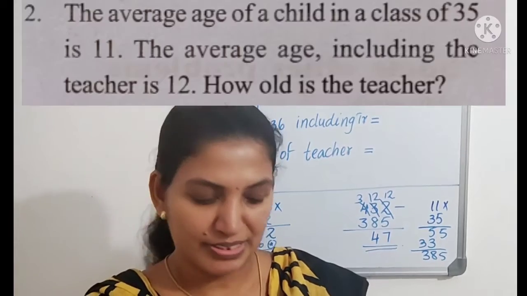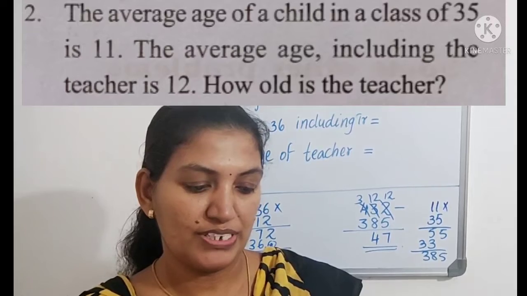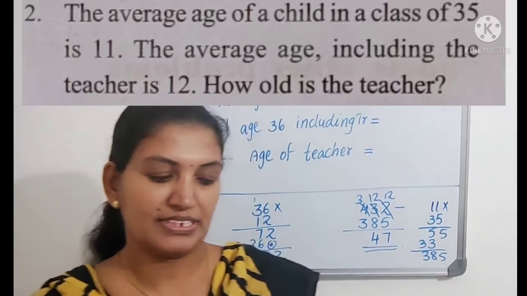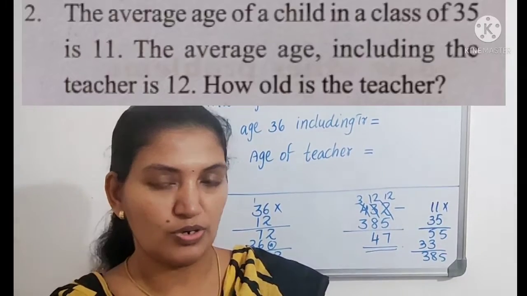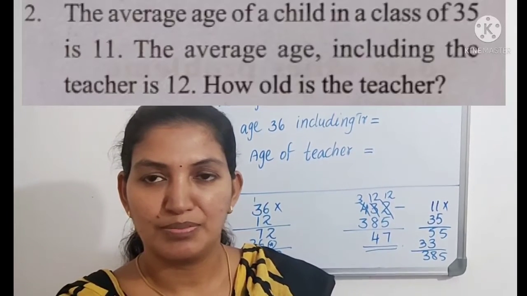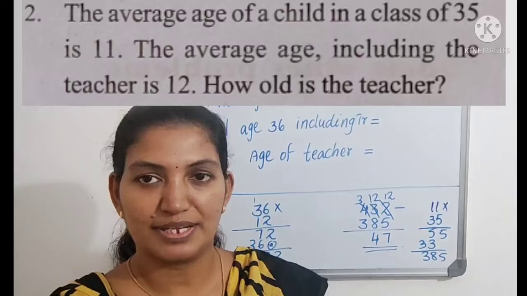Next question. The average age of a child in a class of 35 is 11. The average age including the teacher is 12. How old is the teacher? Simple question now. Last class we did the same model problem.